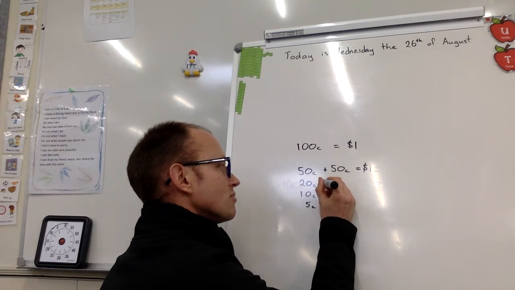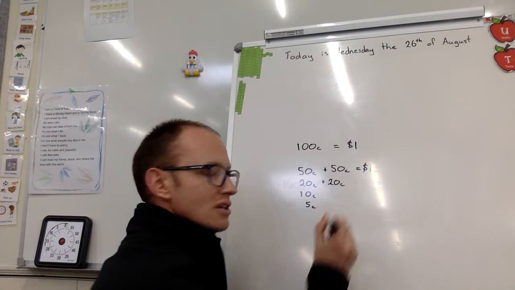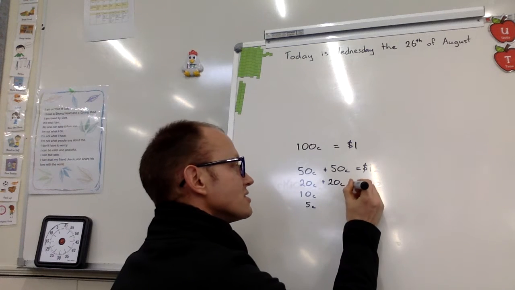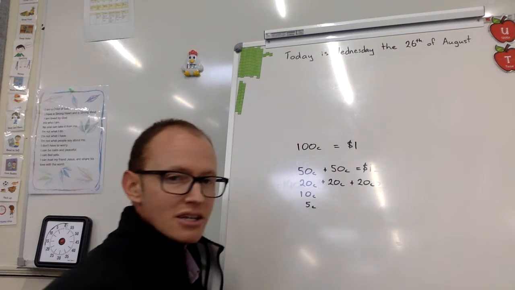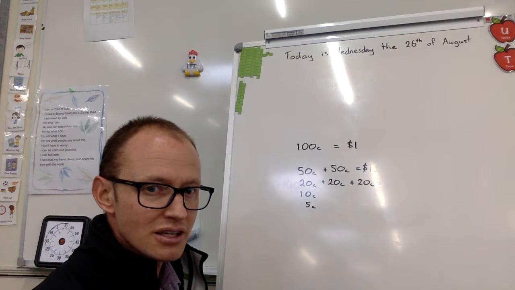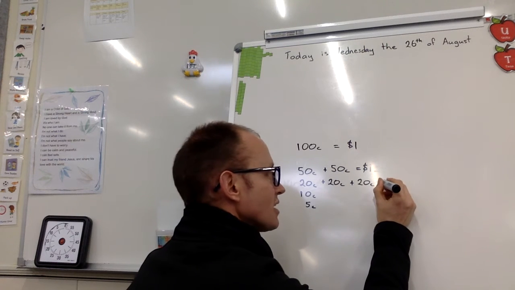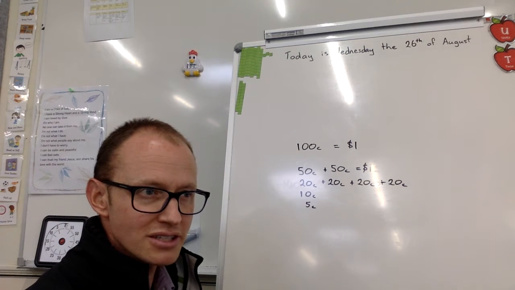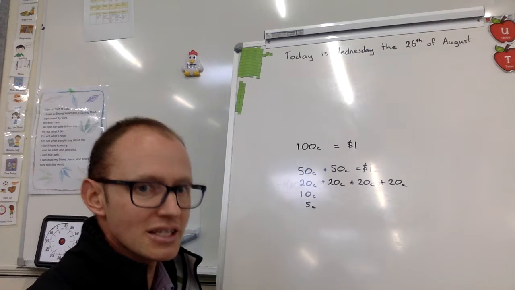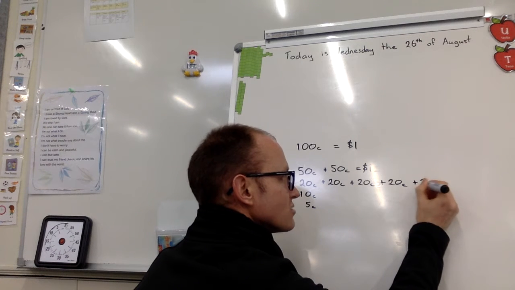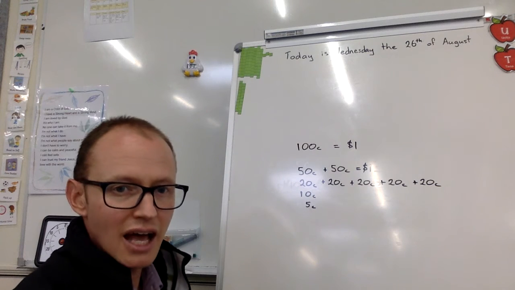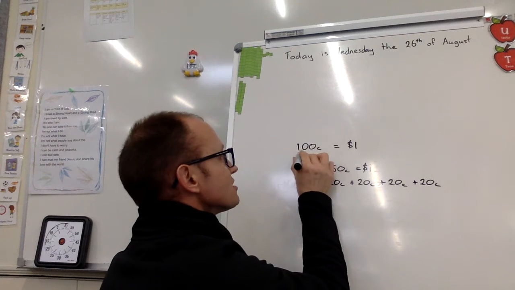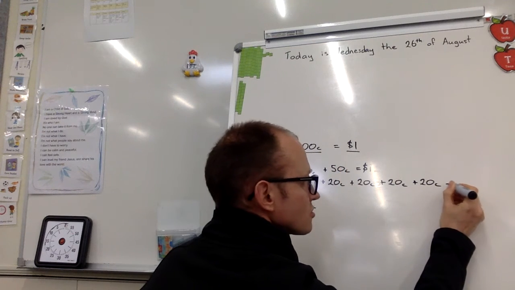20 cents plus 20 makes 40, plus 20 is 60, plus 20 cents makes 80, plus 20 is 100. And 100 cents equals $1.